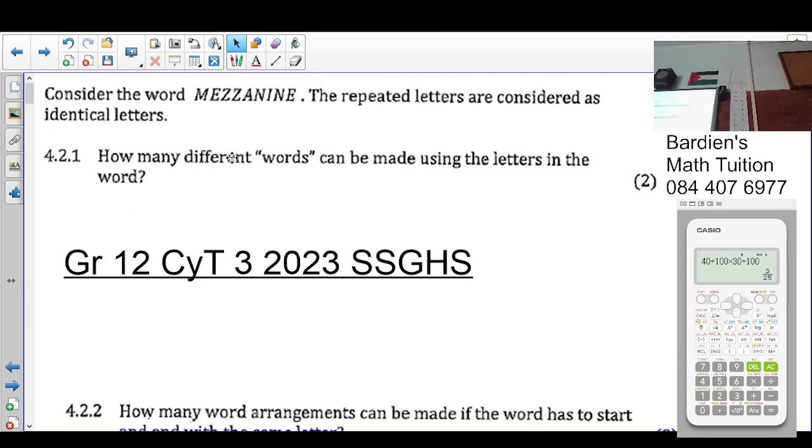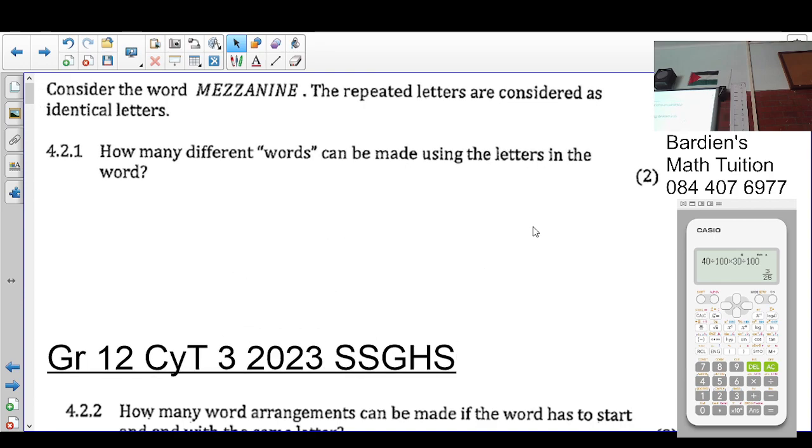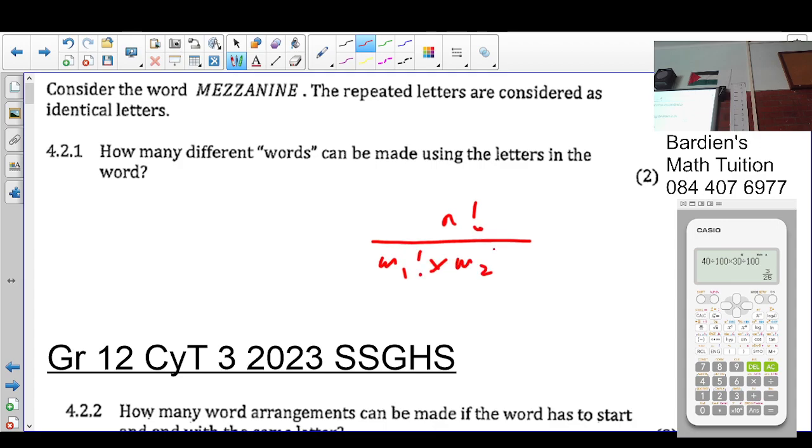Consider the word. We are given this long word here. I'm going to try and say it. The repeated letters are considered as identical letters. So if we read that, the formula must come to mind: N factorial over M1 factorial times M2 factorial times M3 factorial and so on. That's the first thing that comes to mind, or should come to mind.